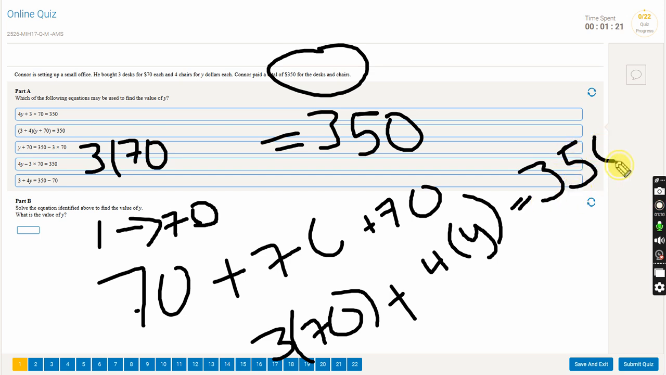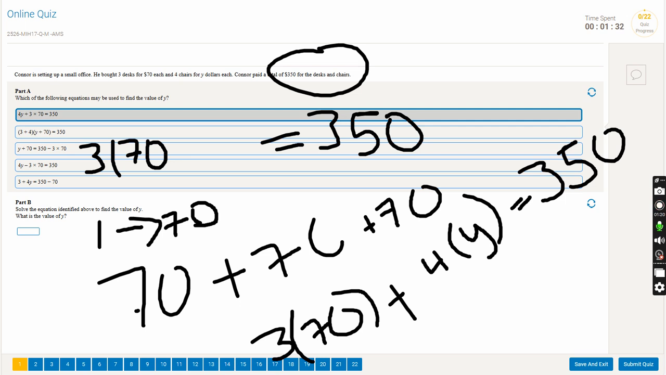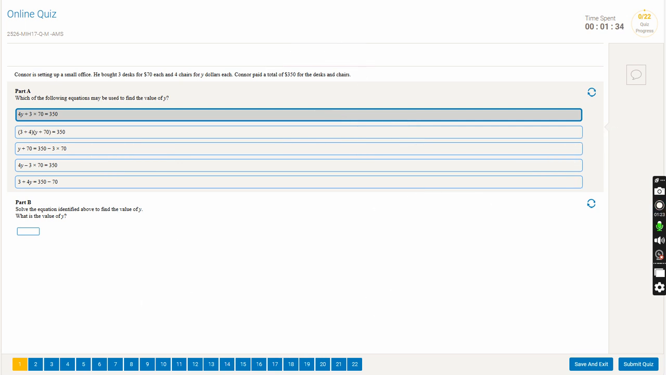Okay, this is your equation for the first one. Let's choose that. That's 3 times 70, not minus, sorry, it's plus 4y. Now we're going to solve for the y. When we solve for the y, it becomes 4y plus 210. I just solved it: 70 times 3 is 210. Equals 350.